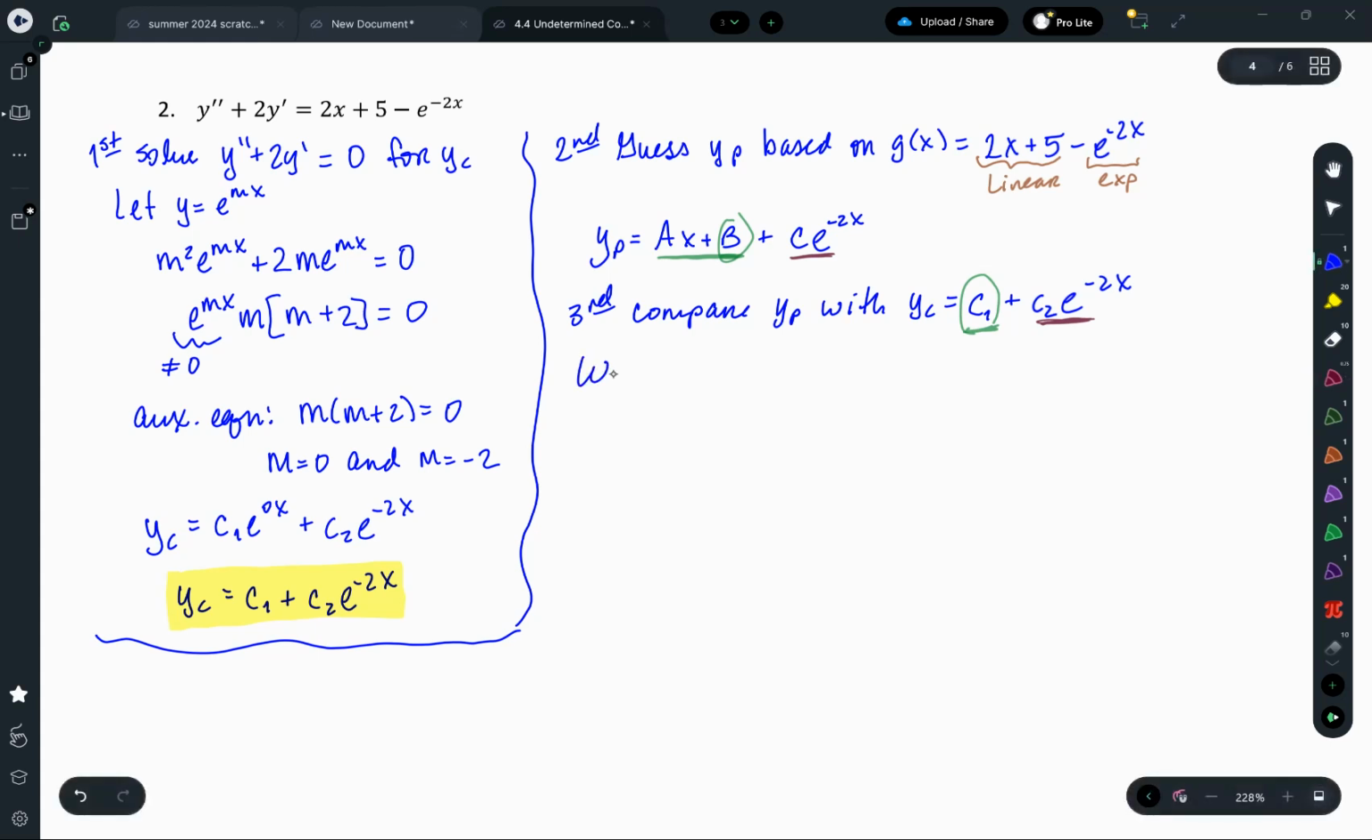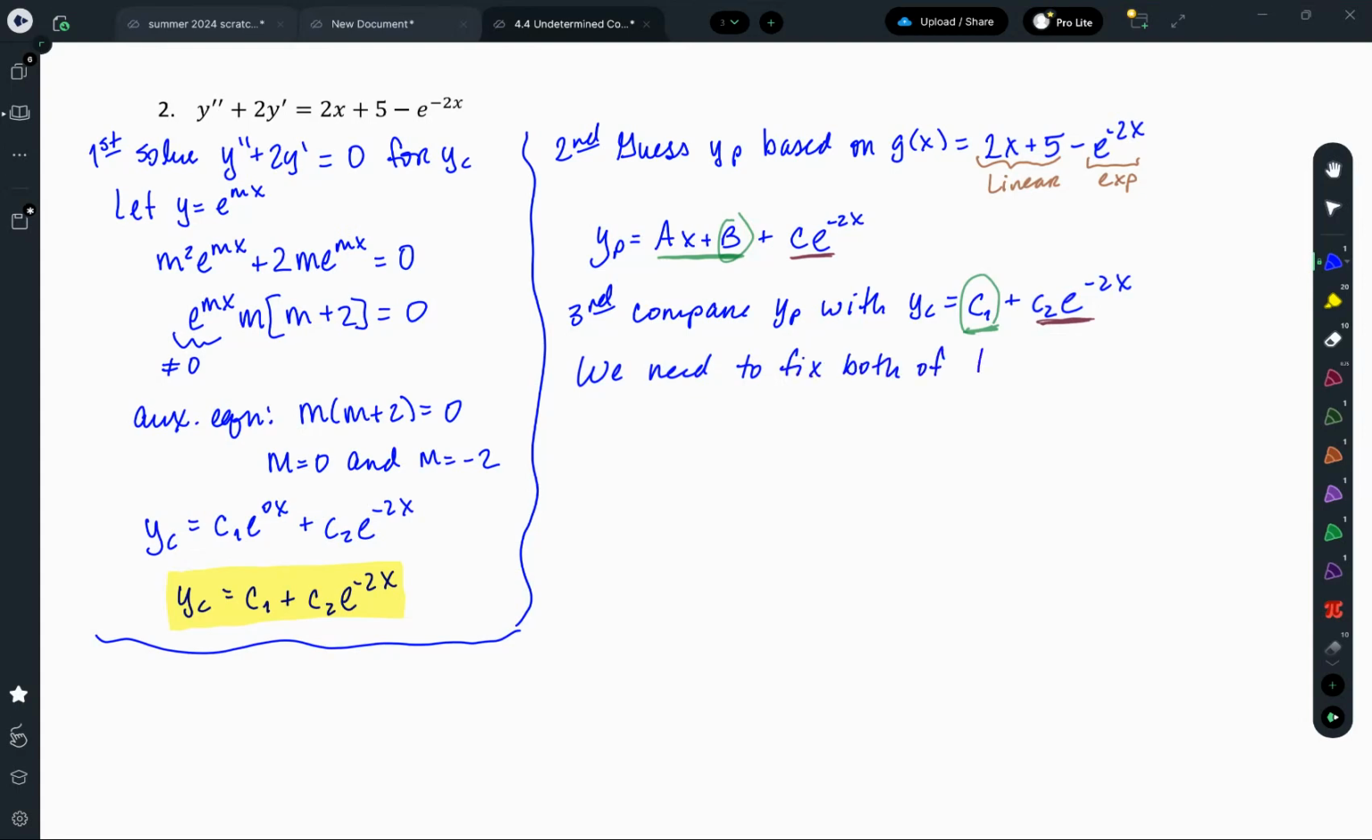Okay, so we need to fix both of the particular solution parts because both are dependent on y sub c. Okay. And so remember what that means. We're going to multiply an x through both parts.